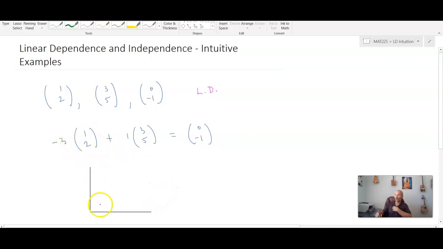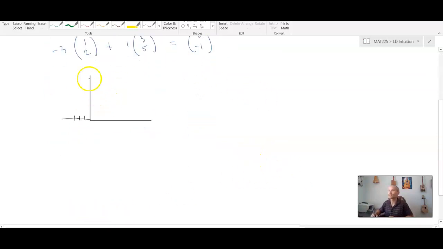So if I take 1, 2, and I take negative 3 times that, where's that going to land me? That's going to land me somewhere over here. So that's going to give me negative 3, negative 6, so negative 3, and then negative 6, going down 6 units. 1, 2, 3, 4, 5, 6. So that's 3 multiples of this guy. I'll do that in red. 3 multiples of that guy will put me at negative 3, negative 6 down here.